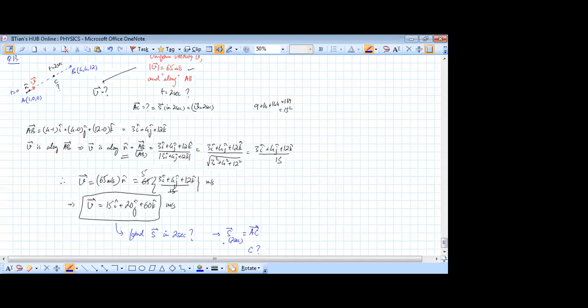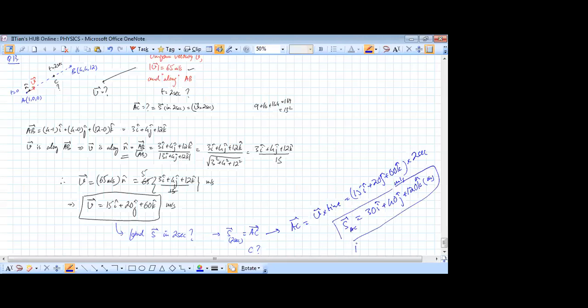Okay, so hope we would have completed this. Now you can see that here the displacement AC will become velocity into time. So 15 i cap plus 20 j cap plus 60 k cap into 2 seconds. This was in meters per second. So that is 30 i cap plus 40 j cap plus 120 k cap in meters. This is the displacement from A to C.